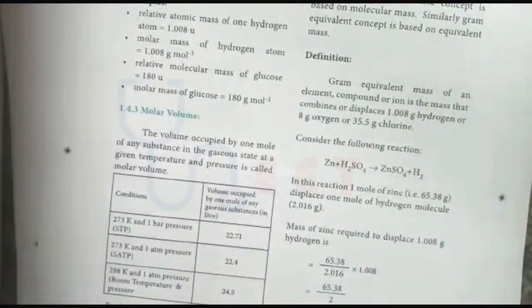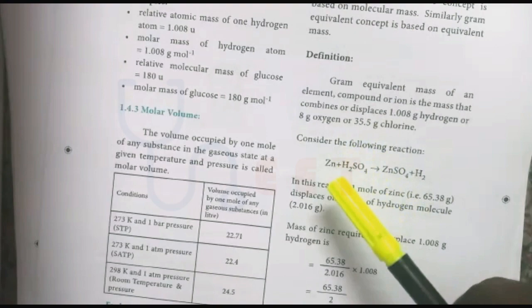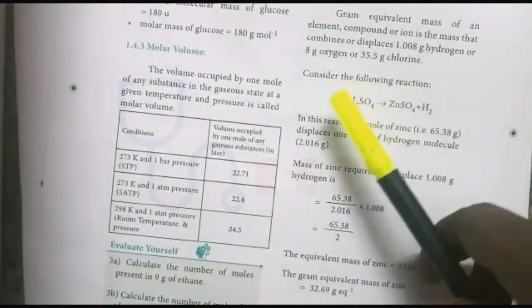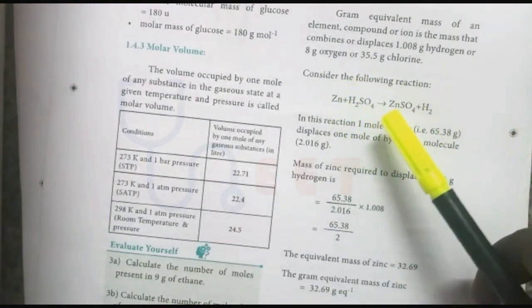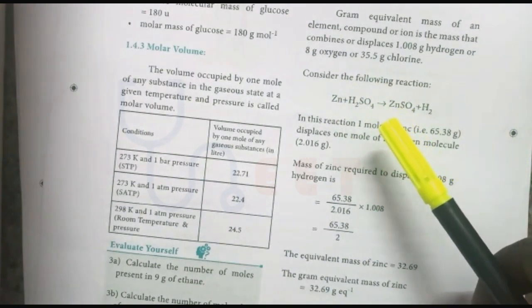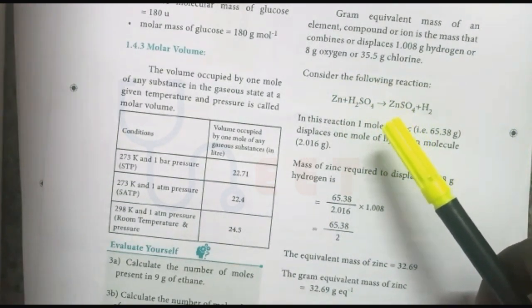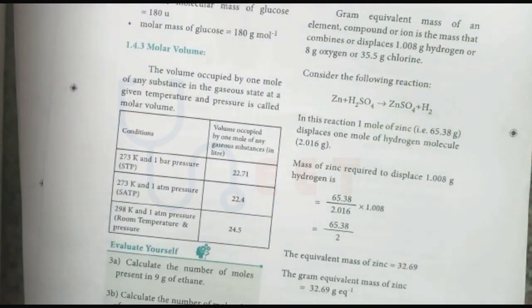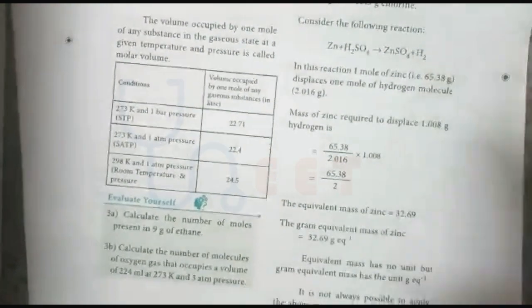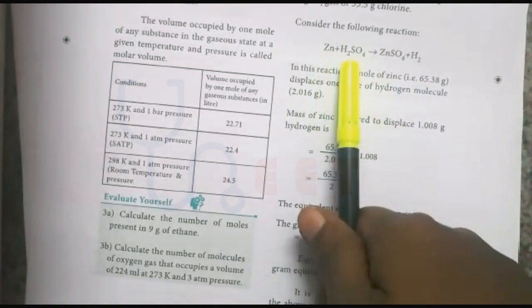Now the gram equivalent concept. The gram equivalent mass is the mass of an element, compound or ion that combines with or displaces 1 gram of hydrogen, or 8 grams of oxygen, or 35.5 grams of chlorine. In one of the sums, zinc displaces hydrogen.